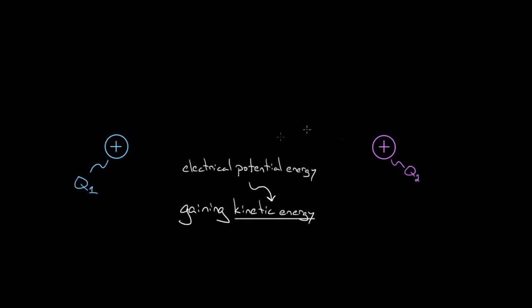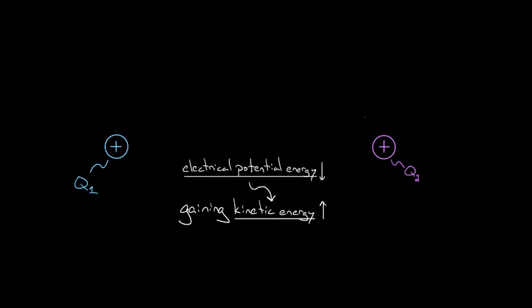So originally in the system, there was electrical potential energy, and then there was less electrical potential energy, but more kinetic energy. So as the electrical potential energy decreases, the kinetic energy increases, but the total energy in this two-charge system would remain the same. So this is where that kinetic energy is coming from. It's coming from the electrical potential energy.